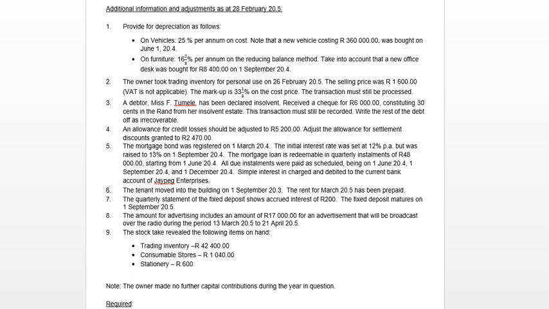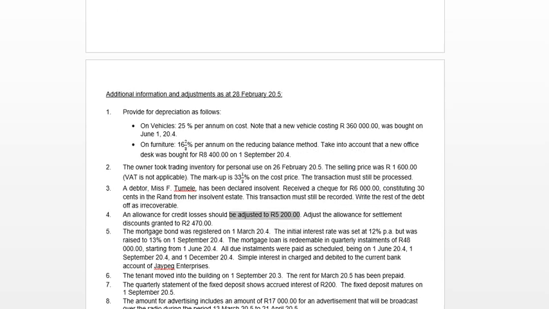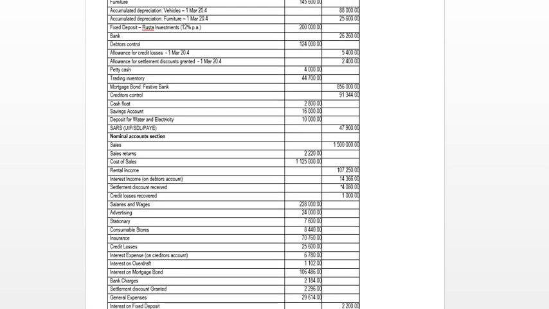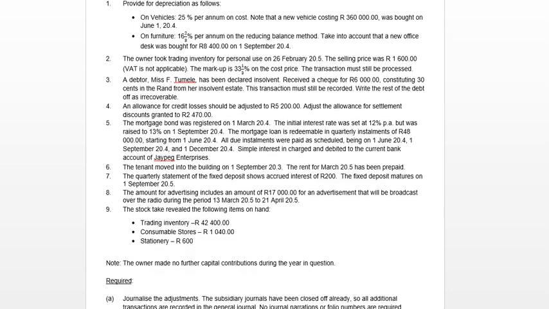So next we now need to look at our allowance for credit losses, and that allowance for credit losses we need to adjust to 5,200 Rand. So what was our allowance for credit losses? At the end of our previous financial year, our allowance for credit losses was 5,400 Rand. Okay, so that's our allowance for credit losses on the 1st of March 2004, which is the beginning of our financial year. But now we want to take this 5,400 Rand and adjust it to 5,200 Rand.